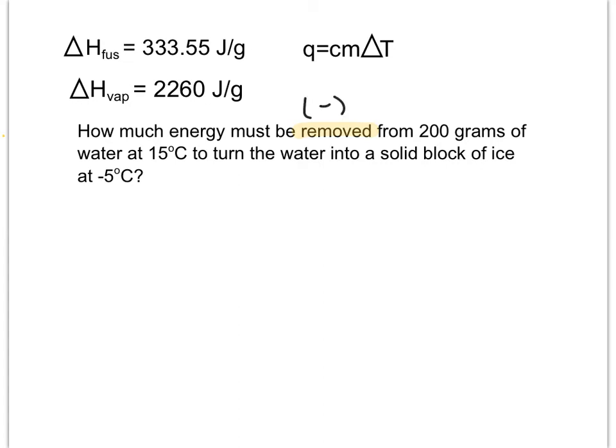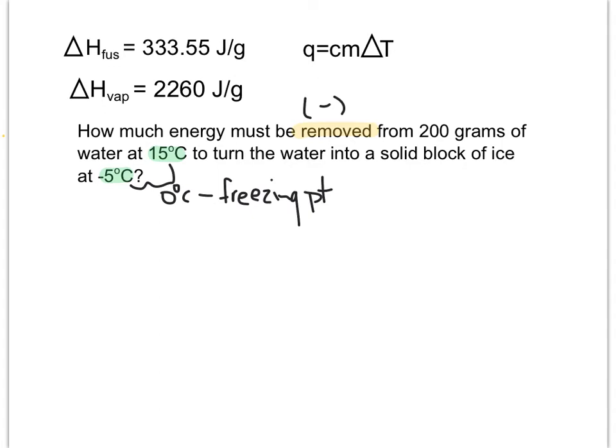From 200 grams of water at 15 degrees Celsius to turn the water into a solid block of ice at -5 degrees. Now, the first thing you need to do when you're looking at something like this, there's a few things that should stand out to you. First of all, 15 and -5 degrees Celsius. You should notice that somewhere in between here, 0 degrees Celsius occurs. That's something that immediately should stand out. Remember, 0 degrees Celsius is the freezing point of water. Meaning, something kind of weird must be happening somewhere in here.